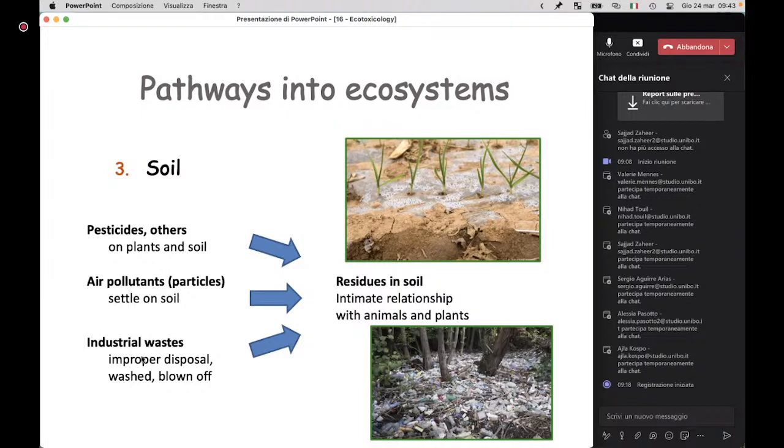Another important source of soil contamination, of course, in a very severe way, is improper disposal. We have seen at least a few times how chemical plant landfills have been reused for other purposes without decontamination. Okay, and this, of course, is very, very dangerous for man, for animals, and for the environment in general.